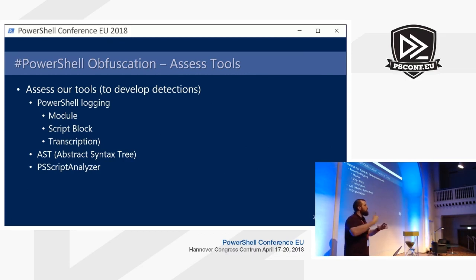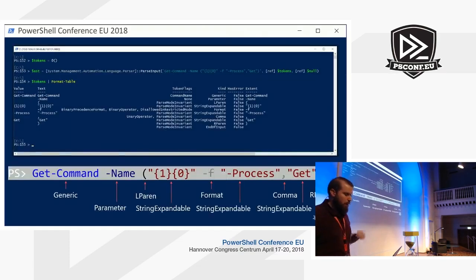And then we get to revisit this and say, okay, how do I need to tune my detections to catch what they're going to do next? So the tools at our disposal, first of all, PowerShell logging. The logs that PowerShell 5 produces are just insanely awesome. So script block, module, transcription logging. The abstract syntax tree and PSScriptAnalyzer is really what we're going to look at here.